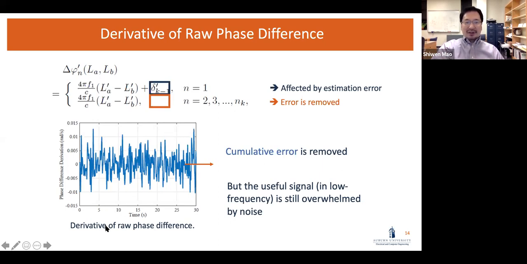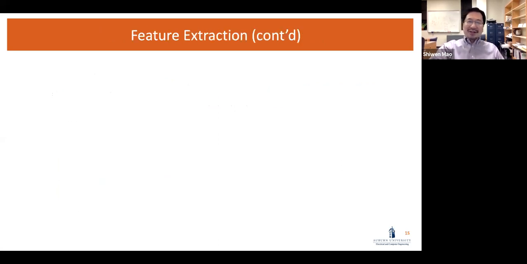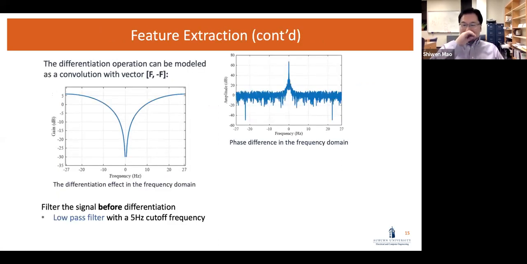A derivative of the raw phase difference signal like this is plotted in this figure. Clearly we have removed the cumulative error, but unfortunately this signal is very random. It's still very random. It's not useful. The reason is shown in this figure. This is the phase difference signal in the frequency domain. We can see there's a peak here that corresponds to the human activity.